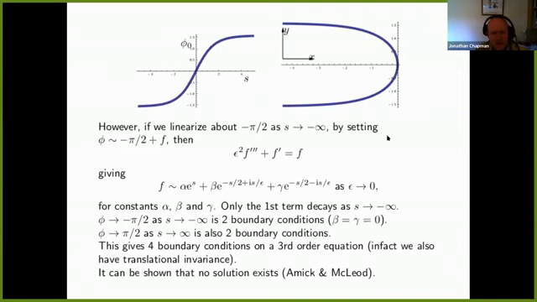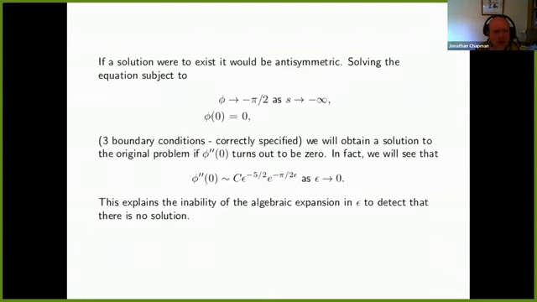In fact, it's worse than that because the equation is translationally invariant. And so I would have an extra boundary condition in order to fix the origin of s. So you would have to be incredibly lucky if you did have a solution to the problem. And in fact, you're not lucky. You can prove that there's no solution. So what is going on?